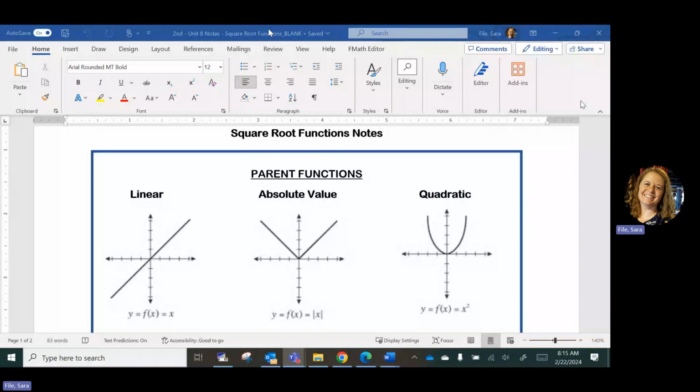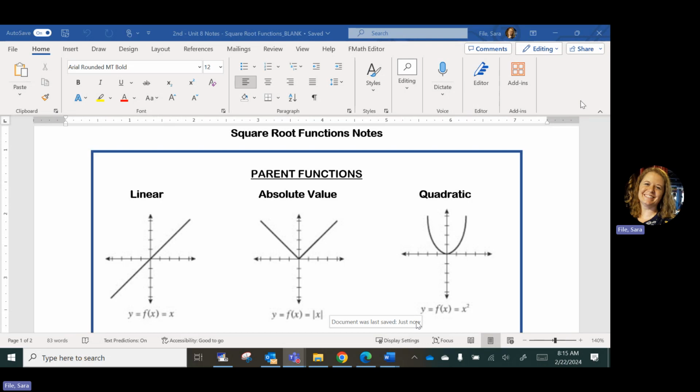Here is just a kind of a recap of some functions we've talked about already. So, you know, the linear function, you spent a lot of time with that in Algebra 1. That's your line y equals x, or f of x equals x. And then we focused on the absolute value function last semester. I believe it was Unit 4, if I'm remembering correctly.